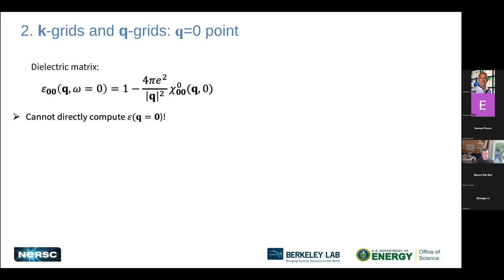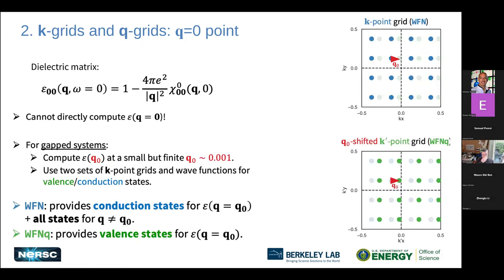There's one complication, though. If you look at the formula for epsilon, if you go back to the expression I showed a few slides ago, it's 1 minus the Coulomb interaction times that polarizability matrix. And the issue is you can't directly compute this at Q equals 0 because you have a divide by 0 squared in the expression.